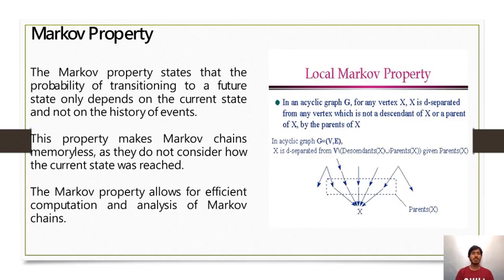Markov property: the Markov property states that the probability of transitioning to a future state only depends on the current state and not on the history of events. This property makes Markov chains memoryless, as they do not consider how the current state was reached. The Markov property allows for efficient computation and analysis of Markov chains.